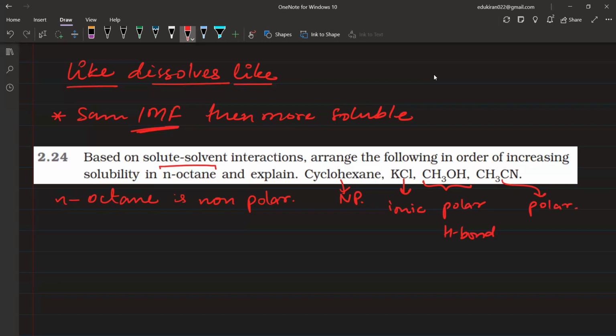Now looking at these interactions, what I can say, non-polar सबसे ज्यादा soluble, cyclohexane is most soluble. After that क्या आएगा? उसके बाद आएगा आपके पास polar. Polar is CH3Cl. After that we will be having polar, that is with hydrogen bond, that is CH3OH. And उसके बाद आएगा आपके पास ionic. Ionic है KCl. KCl will be least soluble in octane.